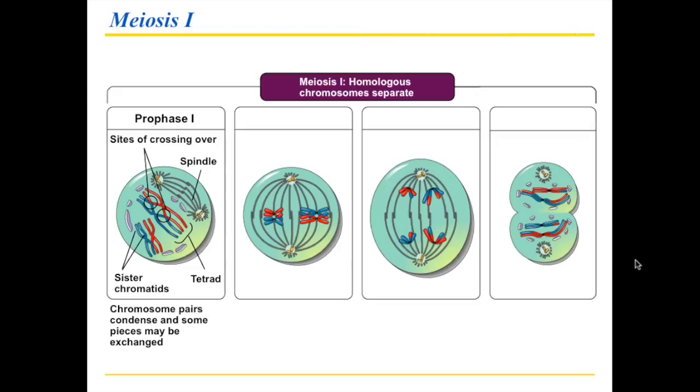Then during meiosis 1, the homologous chromosomes separate. And I realize there is a little bit of a glitch. Somehow this writing on top here does not show up in your copies, and so you might want to write that in. This process here is meiosis 1, and it consists of 4 distinct phases.